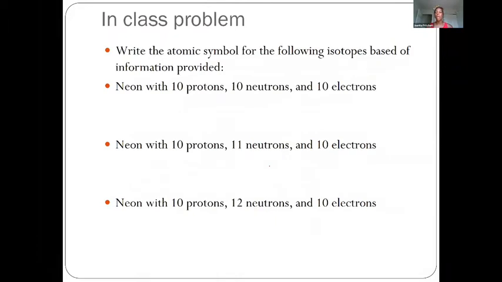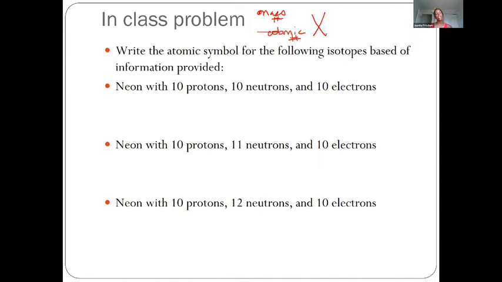So let's try working out atomic symbols based off of the information provided below. In the atomic symbol, we're going to show three parts. We'll have the symbol with its respective letters. On the bottom, we write the atomic number, which is the same thing as the protons. And on the top, we write the mass number, which is equal to the protons plus the neutrons.